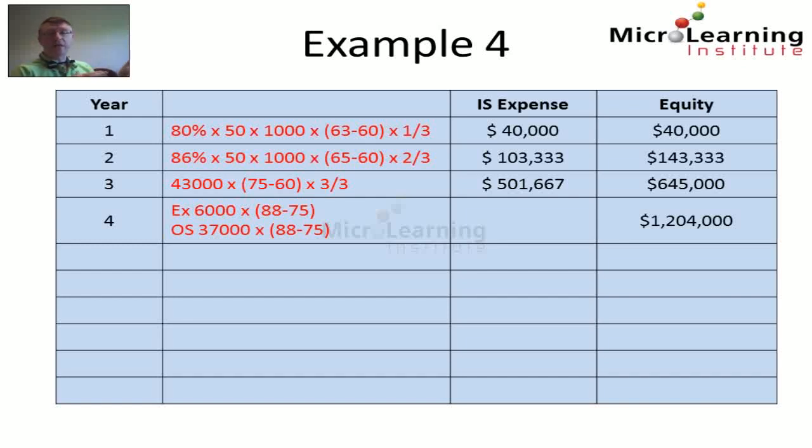Now we also had outstanding another 37,000 options. Of course we have a total of 43,000 options granted at year end year 3, so if 6,000 are exercised there must be 37,000 outstanding, and again the incremental intrinsic value of those options is the difference between 88 and 75. So the sum of the two of those calculations gives us the cumulative equity to the statement of financial position of $1.204 million, up from $645,000 at year end year 3. So as usual we recognize an incremental expense to the income statement.